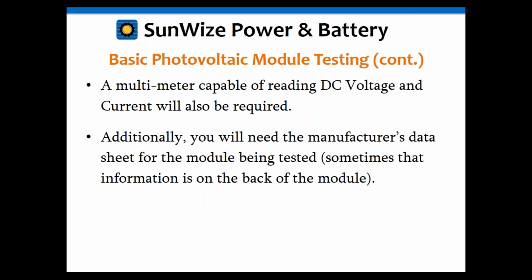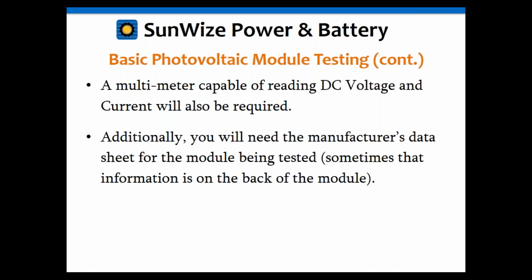Okay, you need to have a multimeter for this. One, of course, is capable of reading DC voltages. And if you're going to do a short circuit current test, it has to be able to read the DC current as well. And you're going to want to go inline for that one, for the current.